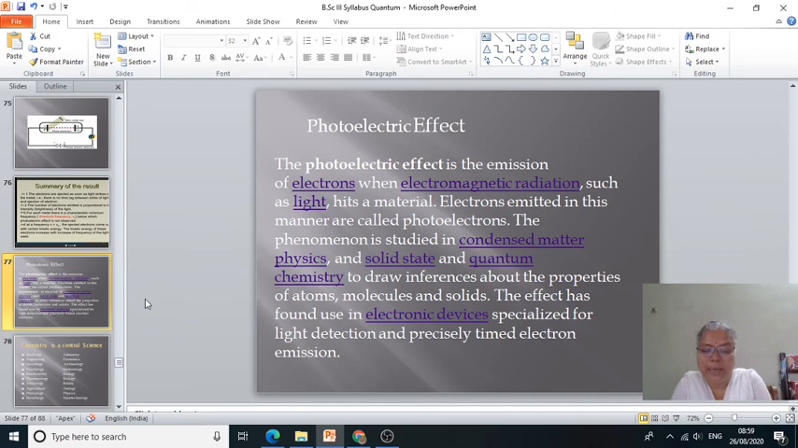So the scientist Einstein in 1905 explained the photoelectric effect by applying Planck's hypothesis. This is today's lecture regarding the photoelectric effect.